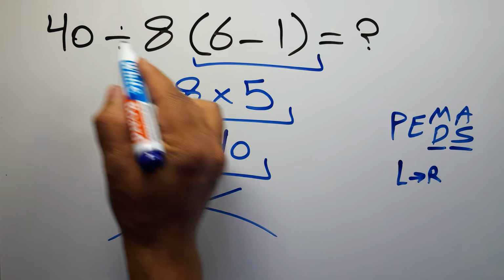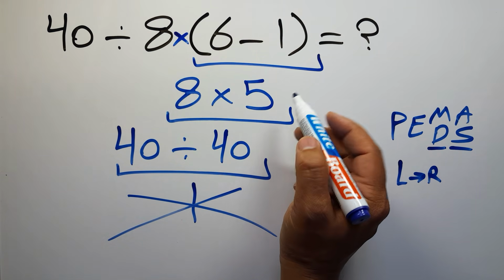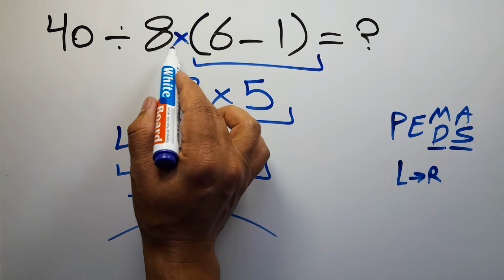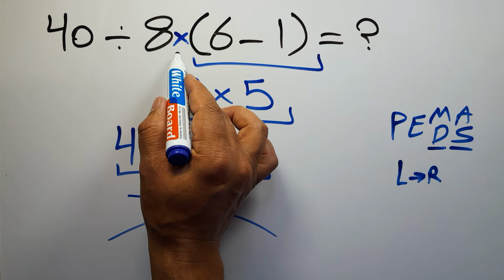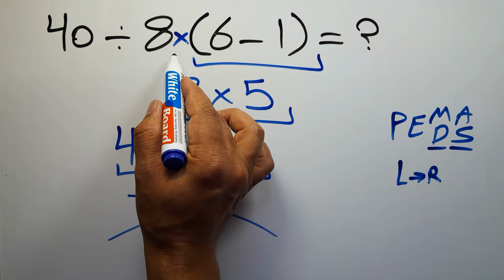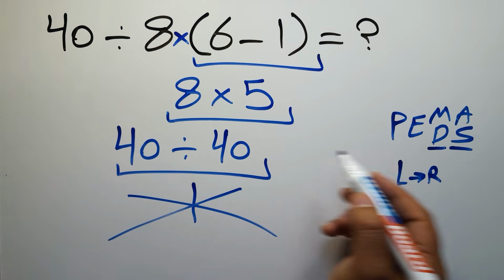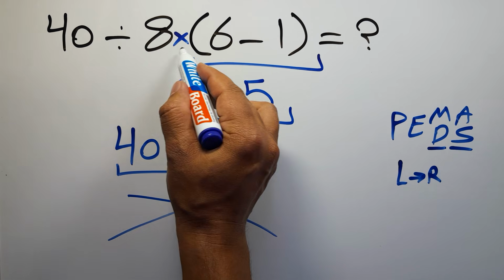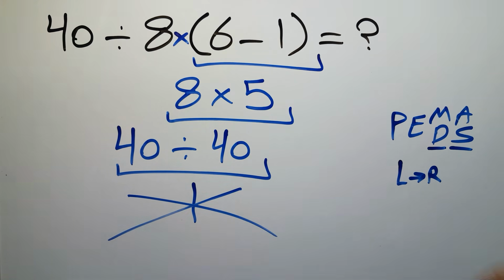In this expression, we have one division, one multiplication, and one parentheses. Inside this parentheses, we have one subtraction. Here we have a multiplication, because in mathematics, when a number is placed next to parentheses, it means multiplication, and we usually don't write the multiplication sign for brevity. Okay, so according to PEMDAS, first we have to do this parentheses, then this division, and finally this multiplication. If we do this multiplication before this division, it is wrong.